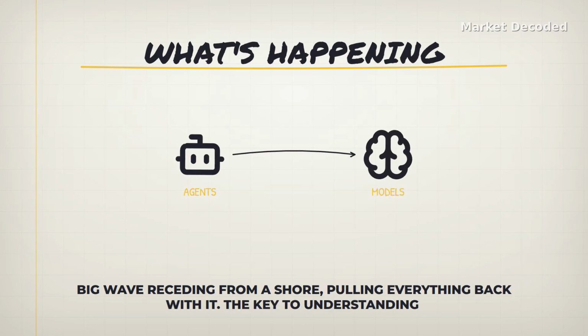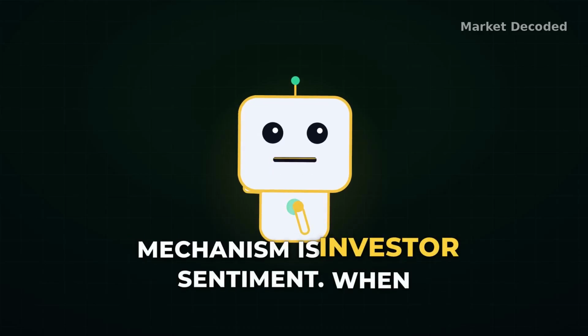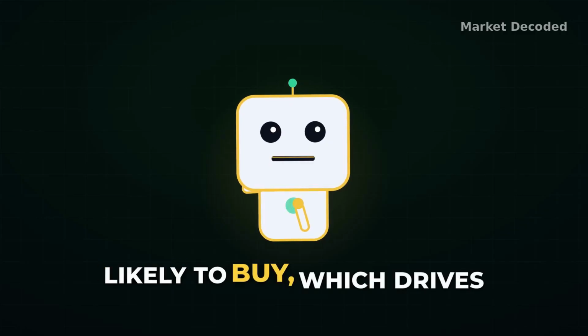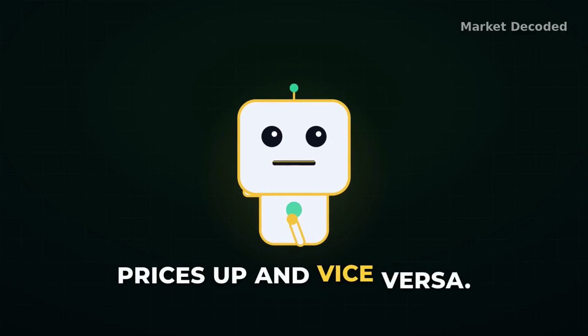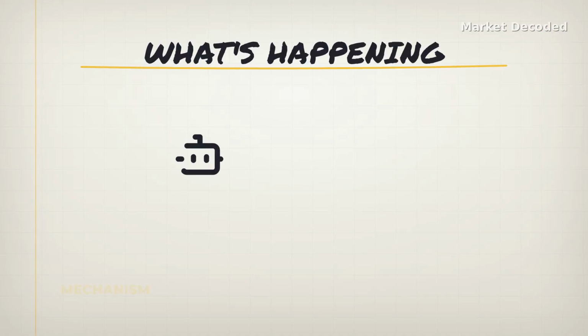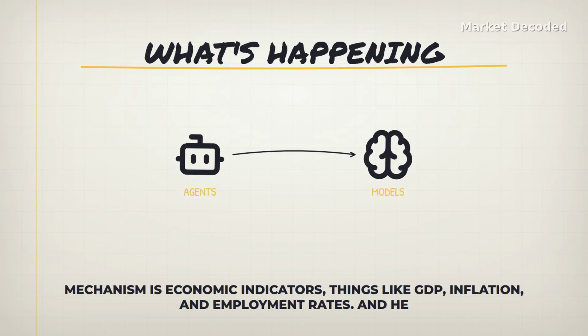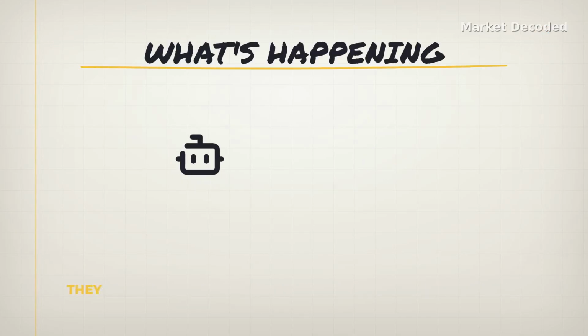The key to understanding the difference between these two markets lies in the mechanisms that drive them. The first mechanism is investor sentiment. When investors are optimistic, they're more likely to buy, which drives prices up, and vice versa. The second mechanism is economic indicators, things like GDP, inflation, and employment rates. And here's the surprising part. These mechanisms are interconnected, and they can create a self-reinforcing cycle.